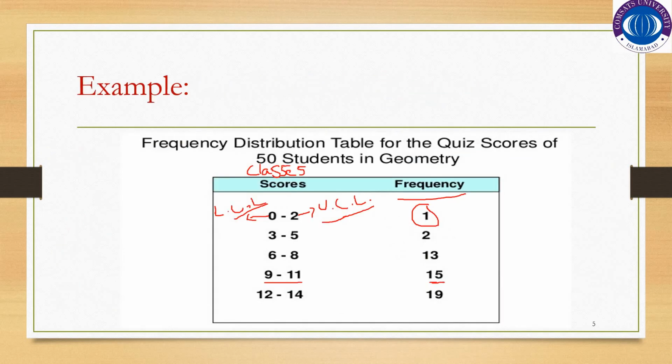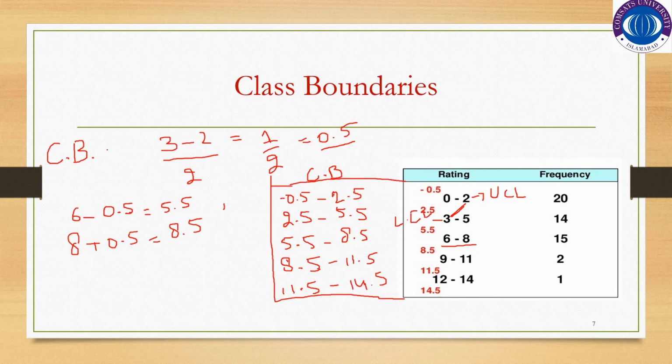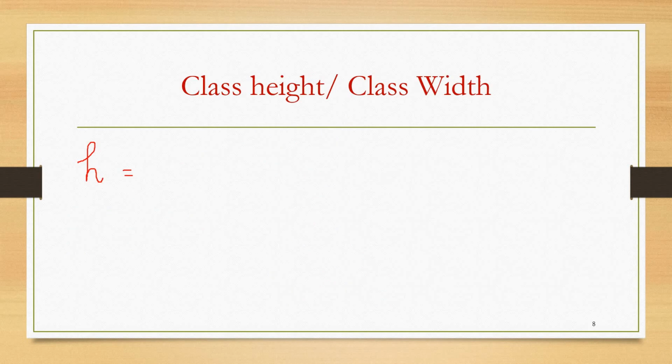First, we will see if we are given classes. Let's suppose we consider these two classes, 6 to 8 and 9 to 11. If you notice, I used the word consecutive each time.